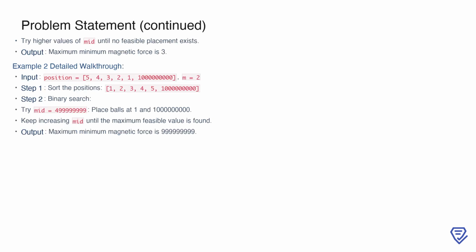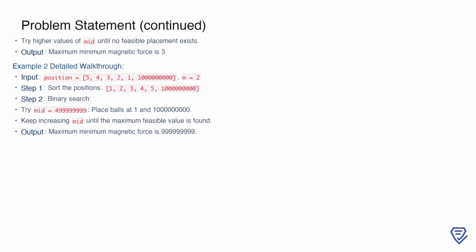To illustrate the approach, let's revisit the first example with position equals [1, 2, 3, 4, 7], and m equals 3. After sorting the positions, we perform binary search on the magnetic force. Suppose we try a midpoint value of 3.